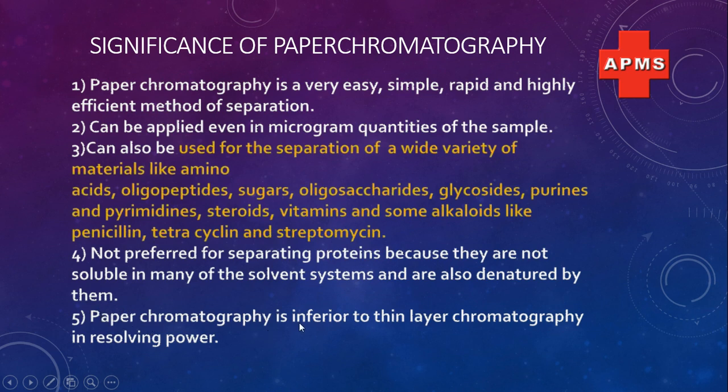Again, paper chromatography is inferior to thin layer chromatography in resolving power. It is inferior, meaning the advanced technique in chromatography is thin layer chromatography, where we use very fine silica gel or alumina gel coating over a substrate. So this highly porous, high surface area material gives better separation or resolution of the sample compared to paper chromatography.